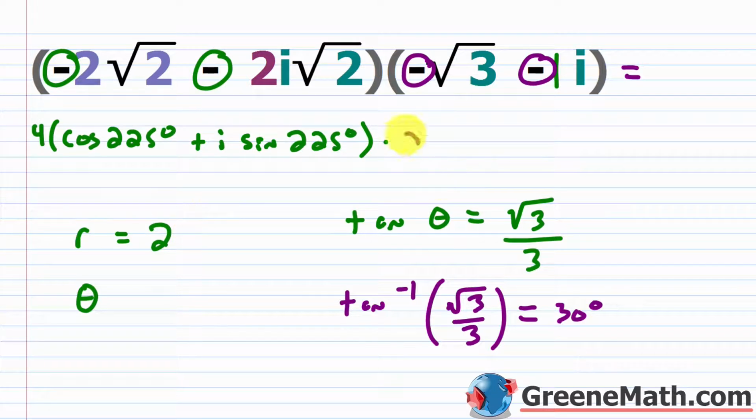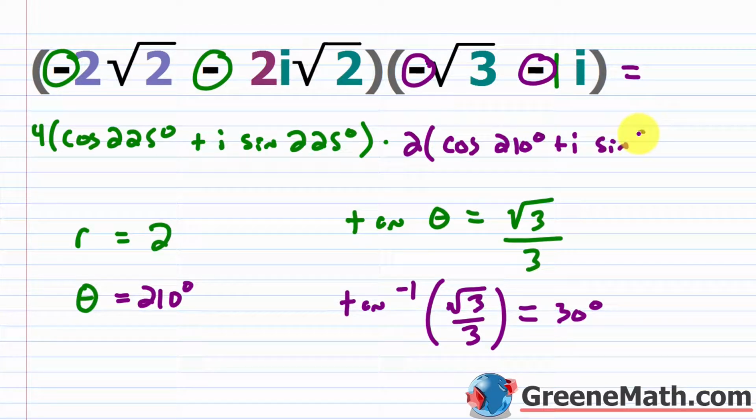So my r value is 2. Put my parentheses there. I'd have cosine of theta, which is 210 degrees here, plus i times the sine of 210 degrees. And again, you can use radians if you want. It's just a matter of what your teacher's working with. I'm just going to work with degrees here for now.